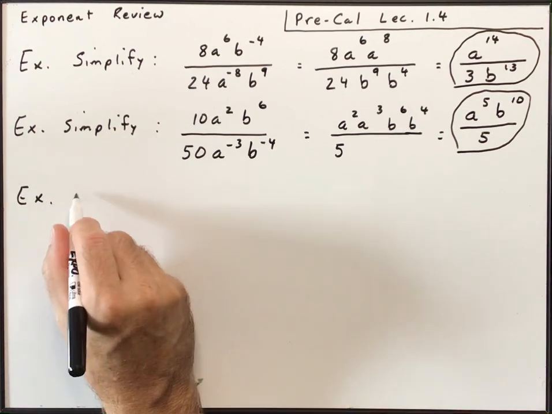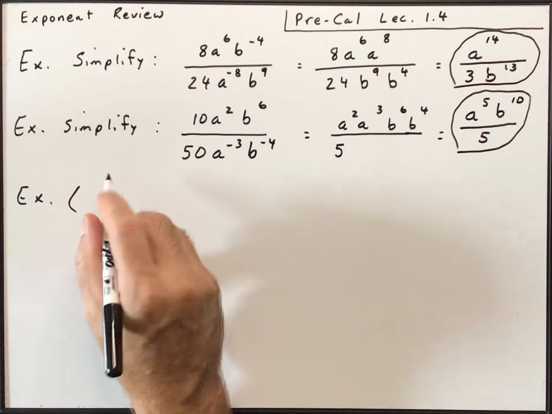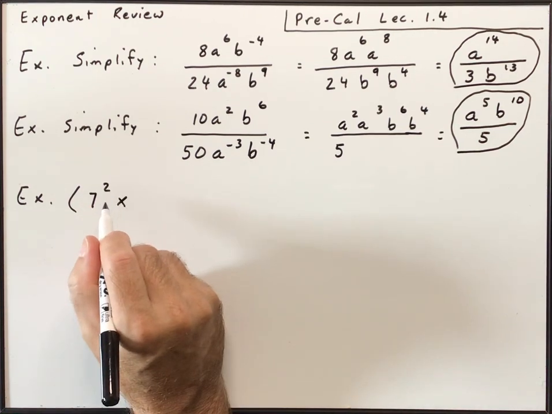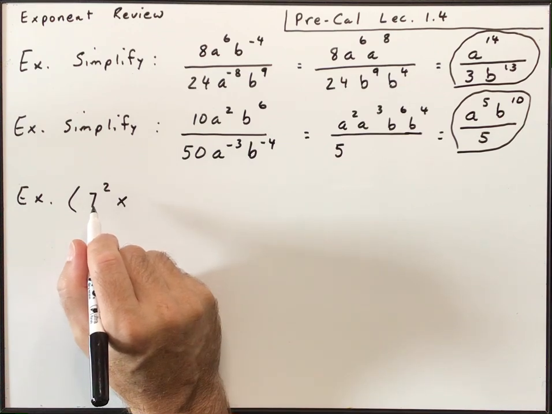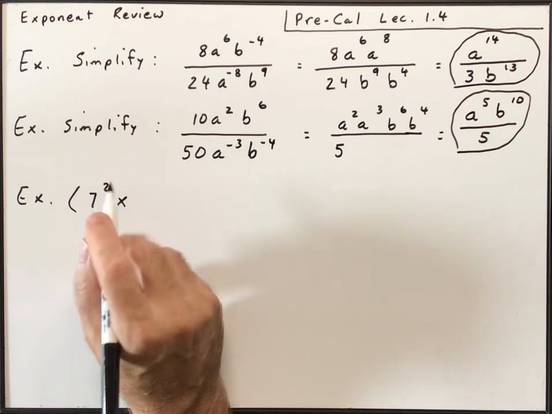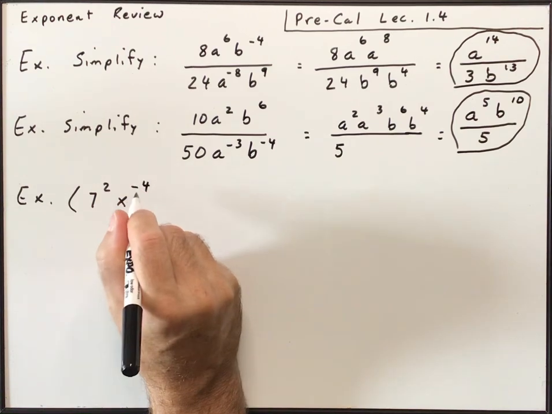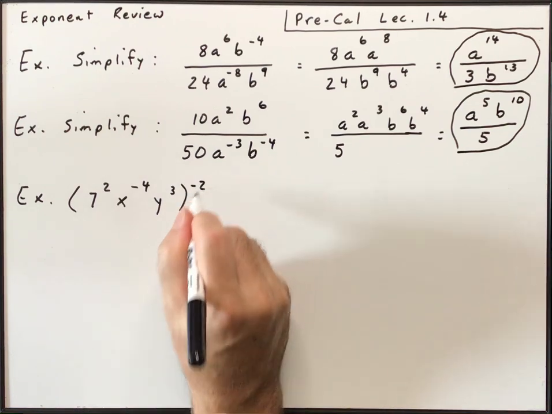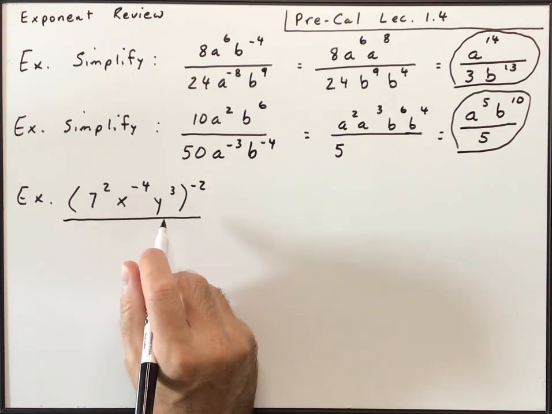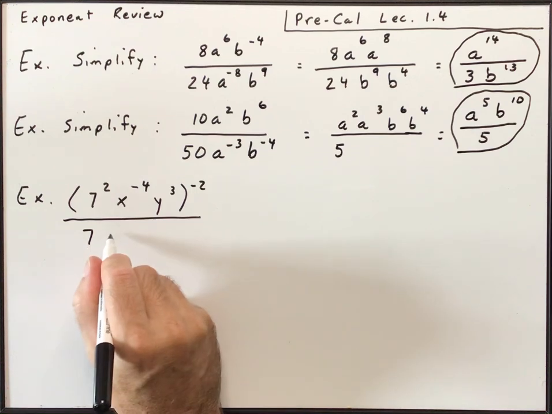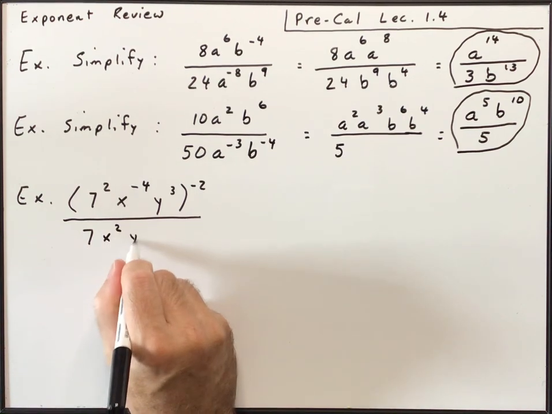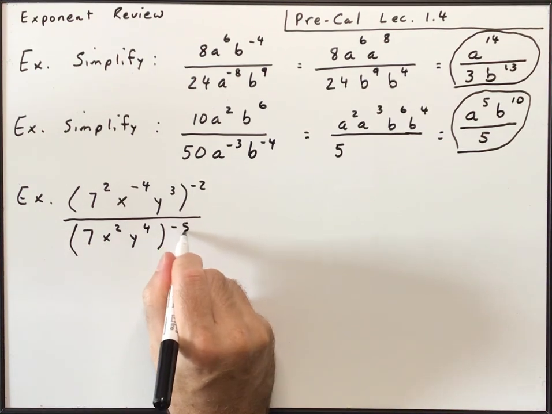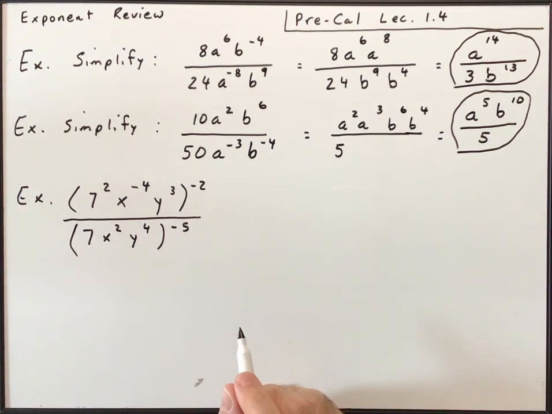Okay, just one more. Let's say we have 7 squared x to the minus 4 y cubed all to the negative 2 power over 7 x squared y to the 4th all to the negative 5 power. Now, I want to simplify this.